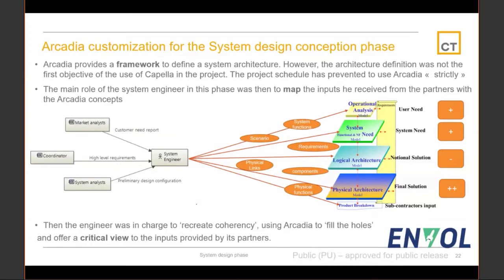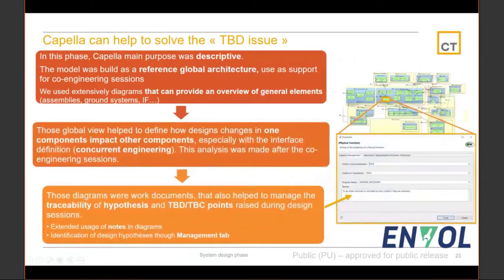So we created this consistent model. It was a huge investment, but even at that time, it was useful for this phase. Why was it useful? As I said, first Arcadia helped us to review critically all the inputs and to sometimes complete them. But there are also some features that are more related to the Capella tool and that helped us a lot during this phase.